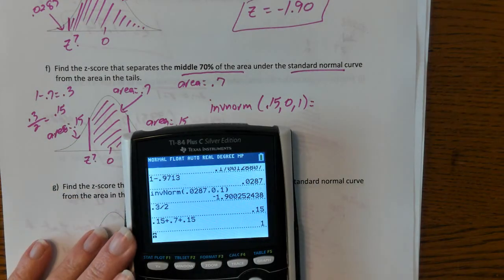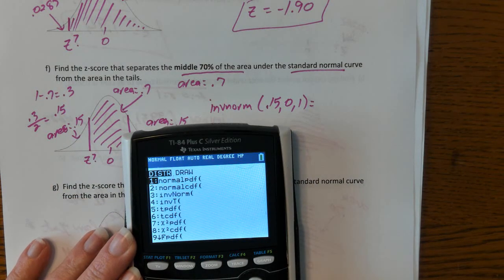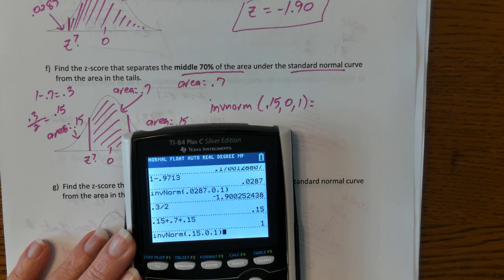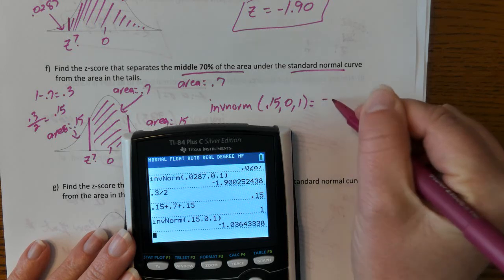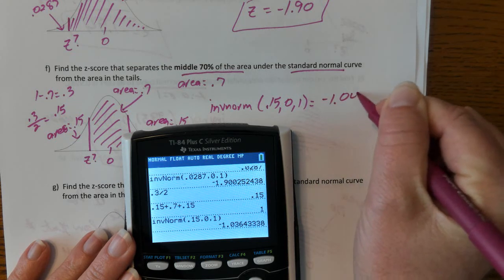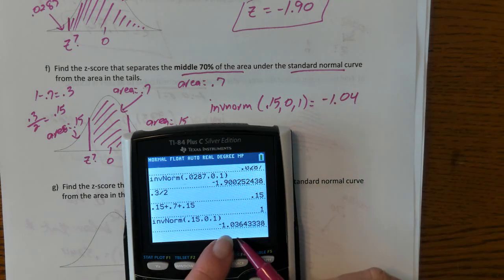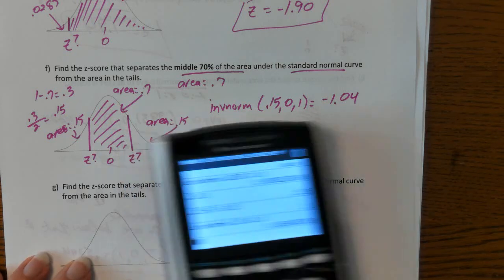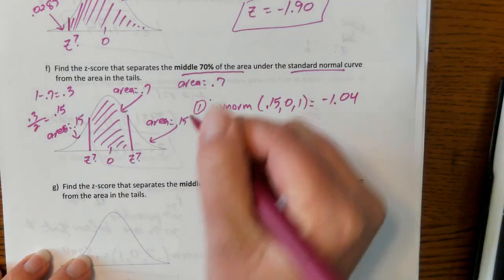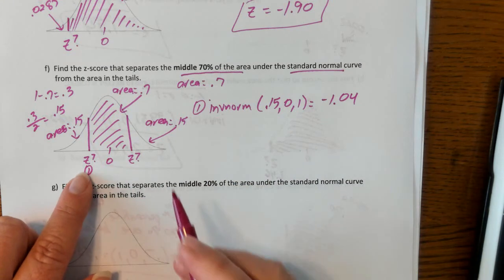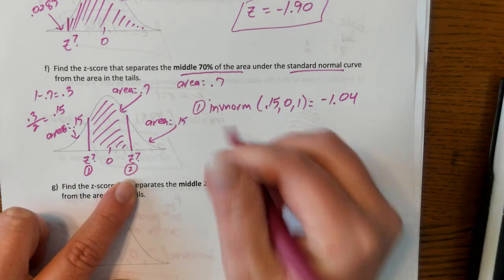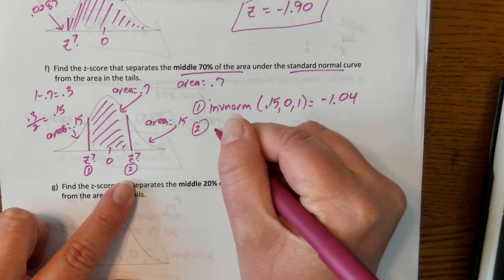So second bars, inverse norm. Our area is 0.15 with a mean of 0, standard deviation of 1. We get negative 1.04. I know this is a z-score, so I'm going to round to 2 decimals. Negative 1.04. Okay, that's the first z-score over here on the left, number 1.